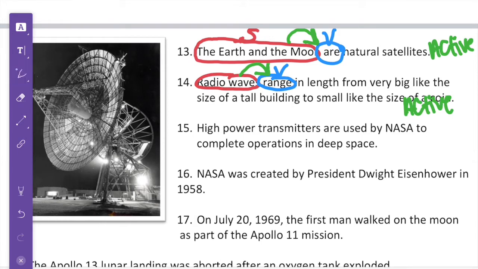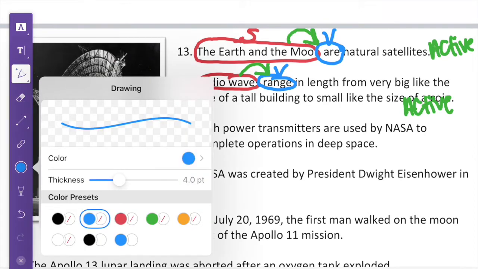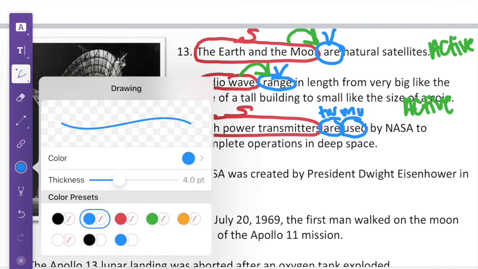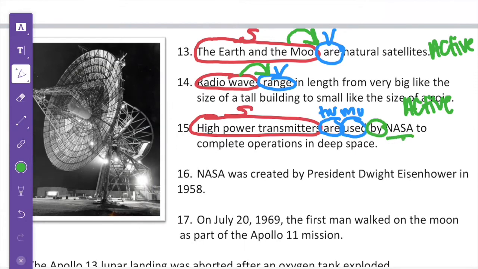All right, let's take a look at the next one, number 15. High power transmitters are used by NASA to complete operations in deep space. Okay, starting with our subject, high power transmitters. We're going to label that S in red. Now we're looking for our verb, are, helping verb, used, main verb. We have two verbs working together as one here. Also, look at this, by NASA. This is a doer. So here we have two verbs working together. We have a doer after those verbs. So high power transmitters, are they using something or are they being used? They're being used. They're receiving the action here. So we're gonna draw our arrow backwards from the verb to the subject. This is an example of passive voice.